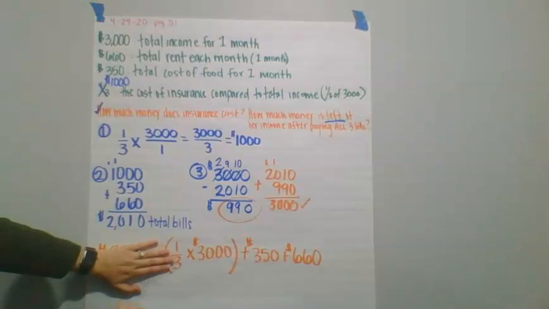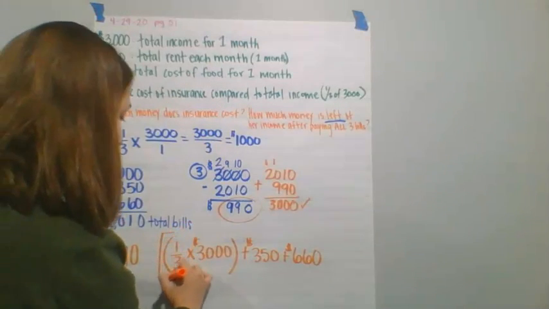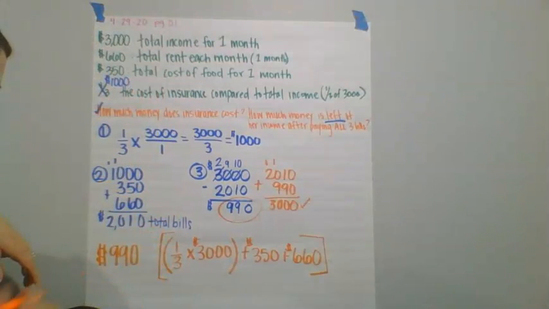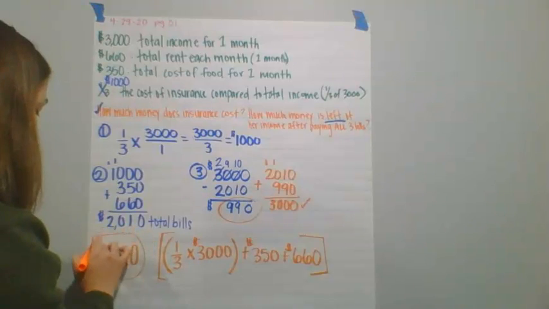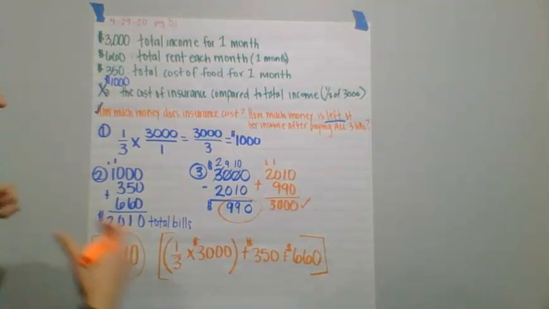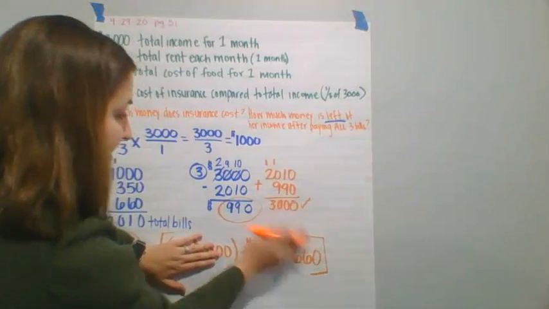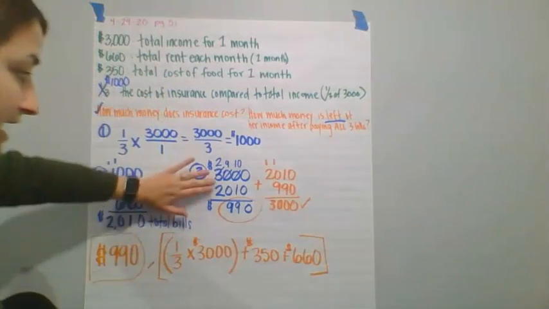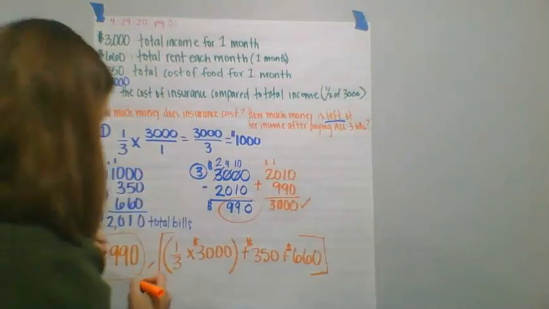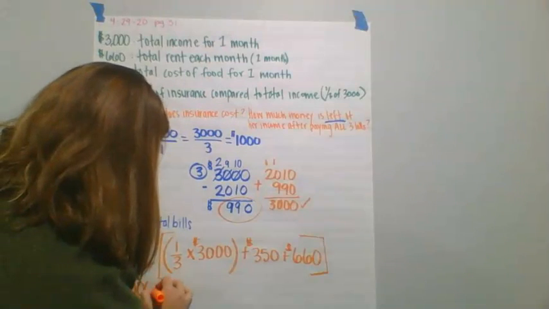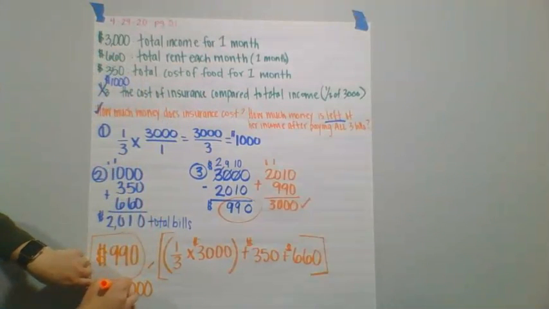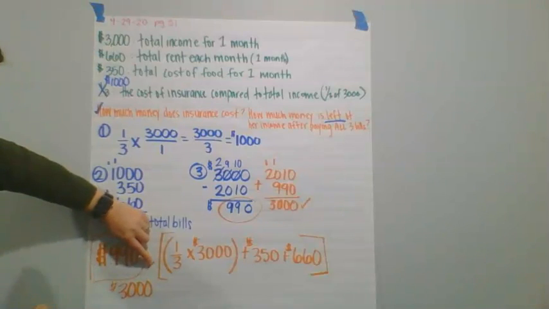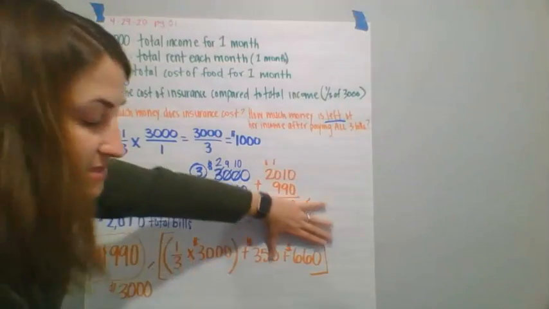Okay, so we did that next. We're going to put that into our brackets so that we know we want to do that. And then the last thing that we did is we found this answer, and we're going to subtract this entire answer, which gave us 2,010, and we're going to subtract it from 3,000. So it's going to be $3,000 minus this entire set.